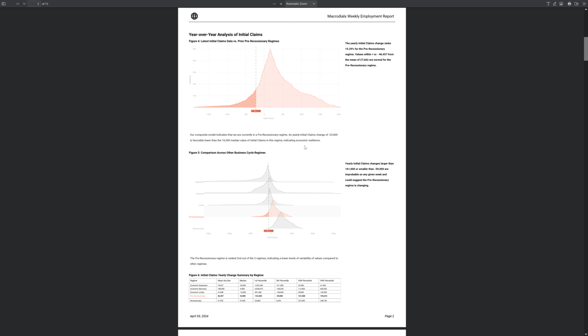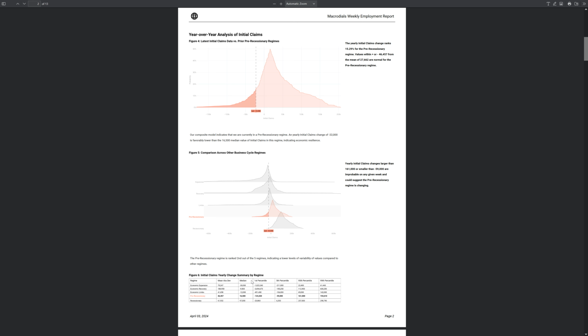The second chart allows us to discern how data behaves across different business cycle phases by overlaying all of the possible economic regime distributions of the data. Finally, the summary table highlights important statistical properties of the distributions.